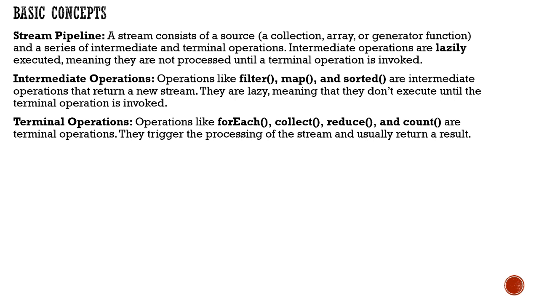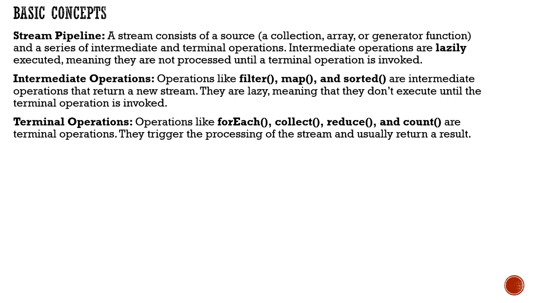Intermediate operations are lazy, meaning they are not processed until you call the terminal operation. That's the performance optimization when using streams. With intermediate operations you can perform things like filter, map, and sorted, each of which returns a new stream. You might call a combination of filter, map, and sorted, and ultimately it returns a stream. These are called lazy because they don't execute until we call the terminal operation.